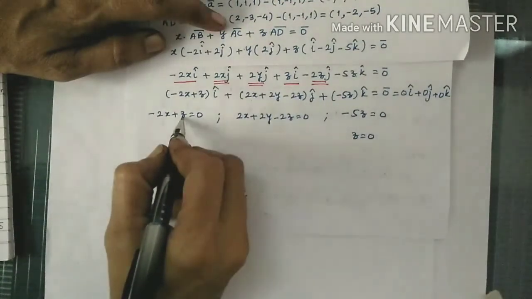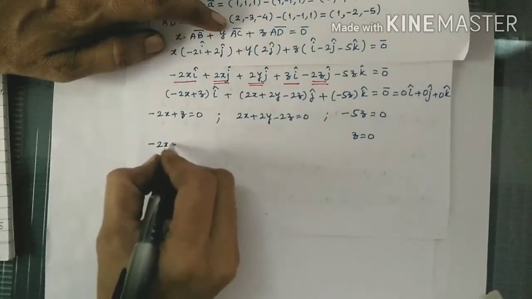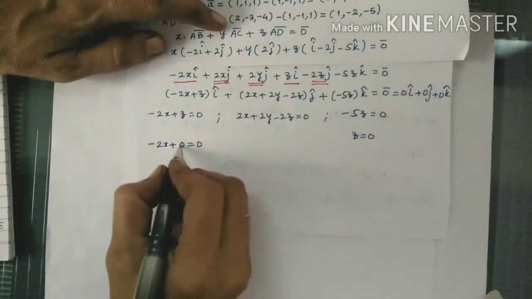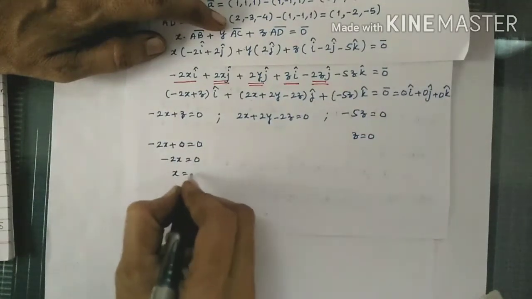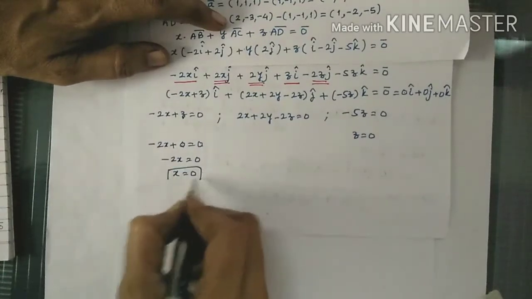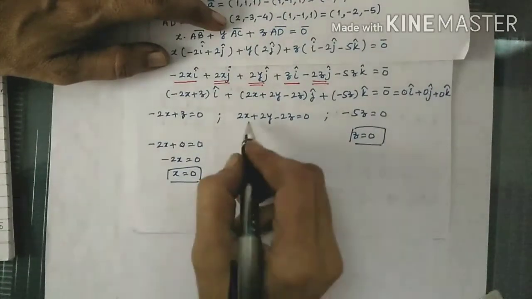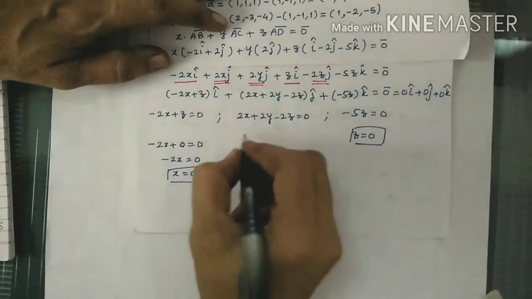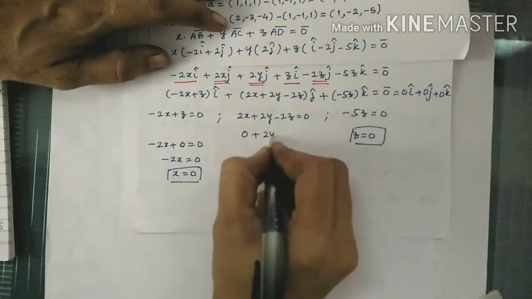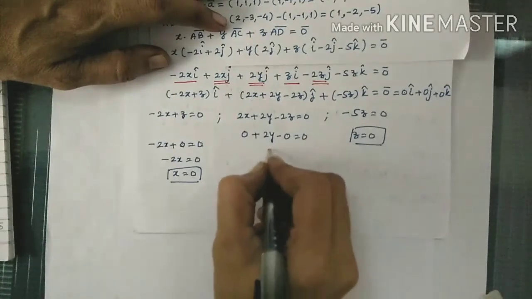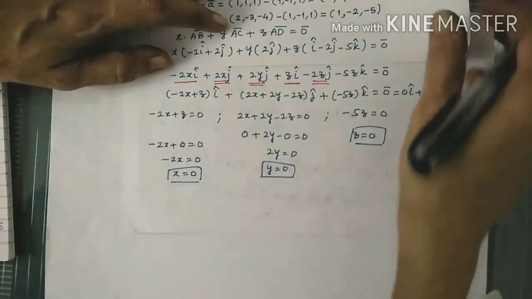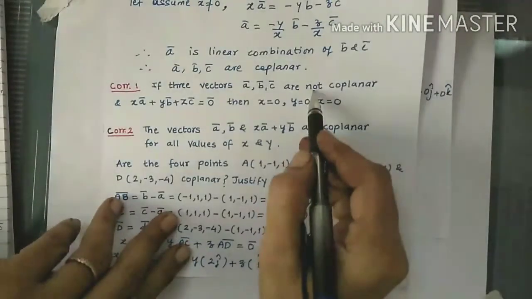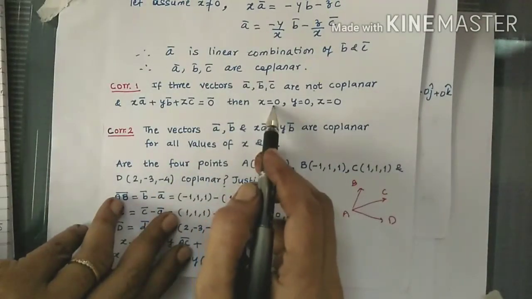Now substituting z equal to 0 in the first equation, we have minus 2x plus z, that is 0, equal to 0. So minus 2x equal to 0 and dividing by minus 2 we have x also 0. Now let's put x and z as 0 in the middle one. So substituting x equal to 0 and z equal to 0 here, we have 2y equal to 0. So we get the value of y also 0. So the corollary says that if the three vectors are not coplanar, then what we get is x equal to 0, y equal to 0 and z equal to 0.